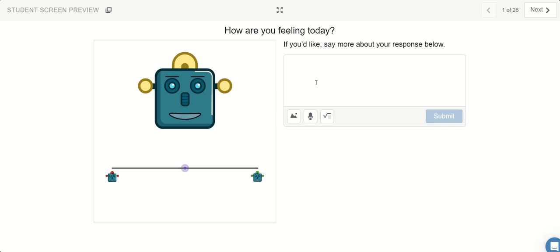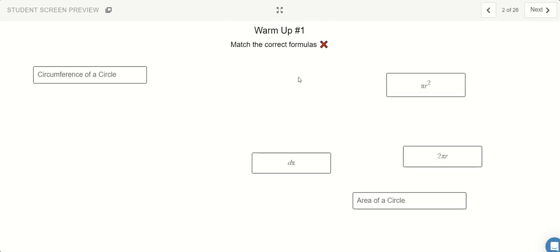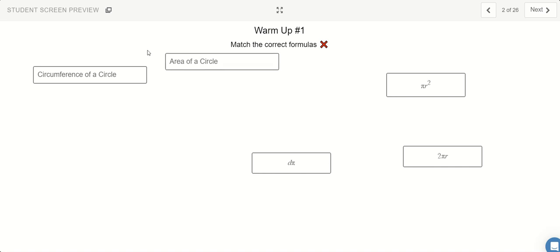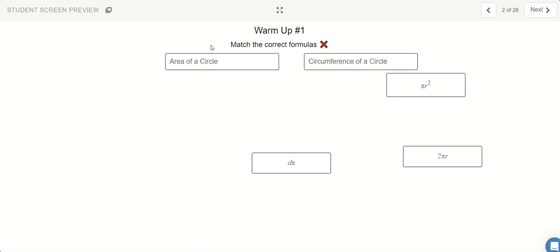In this video, we'll be going over investigation 8.4.2. So here's a couple of quick warm-ups. In the last investigation, we talked about the two formulas for a circle. We have the area of a circle and the circumference of a circle. The last investigation went over the proof of why these equations are the way they are.